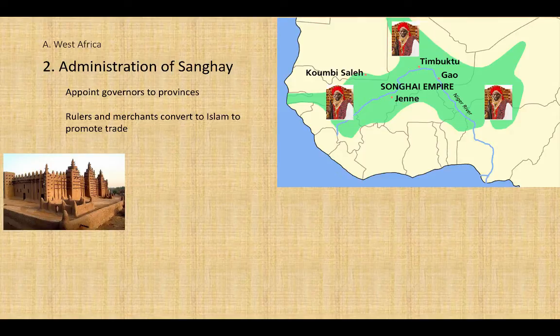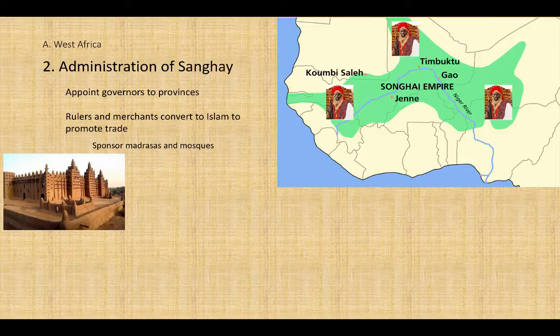The rulers and merchants will convert to Islam. We saw this in the previous two West African trade-based kingdoms of Ghana and Mali. And the reason the Songhai do this is because, again, they're trying to attract Muslim traders from the north to come and trade with them, and they figure that the Muslim traders will be more likely to trade with them if the Africans are also Muslim. And so we're going to see a continuity of Islam among the elite and the merchants in Africa at this time.